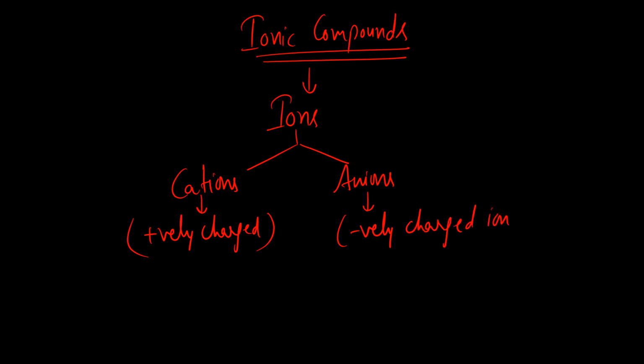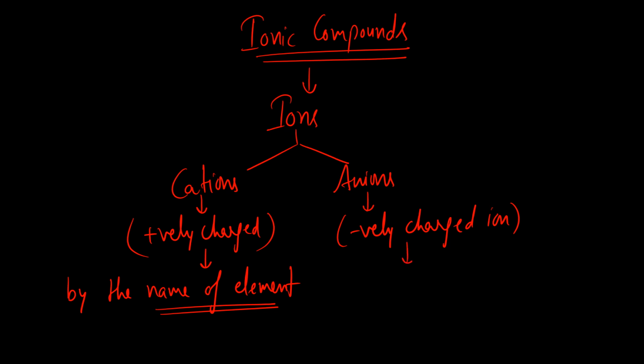And now the question comes to us: how to write its name? For the name of the cation, we are supposed to write the name of the element. So we can easily write down the name of the cation by writing the name of the element. But when we write down the name of the anion, the name of the anion should end with "ide". So we have to take care that the name of the anion should end with "ide". Now let's see some examples.